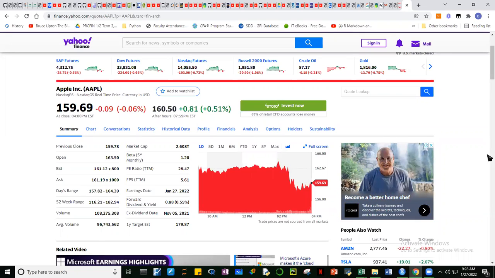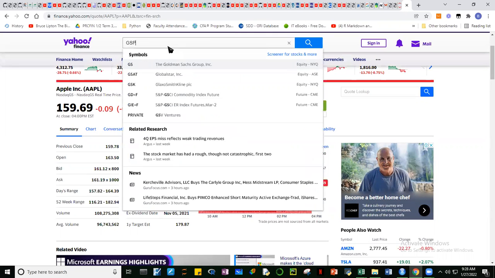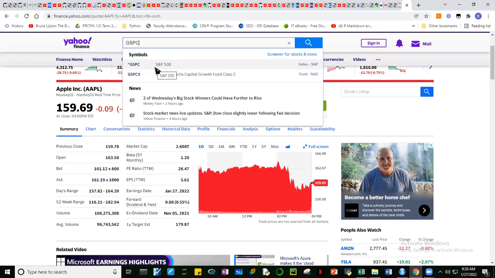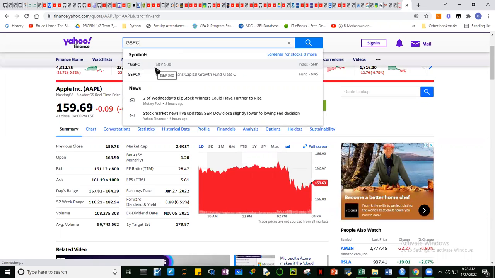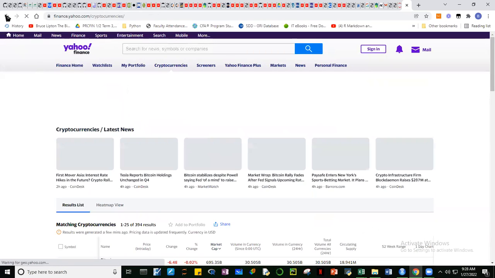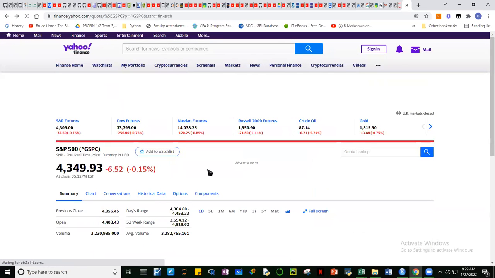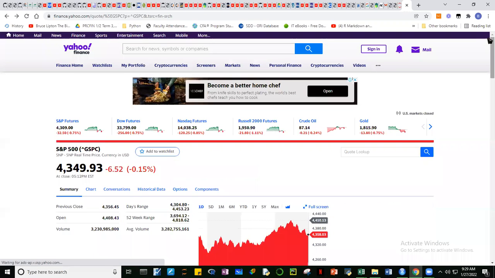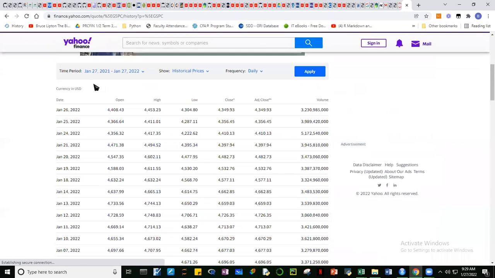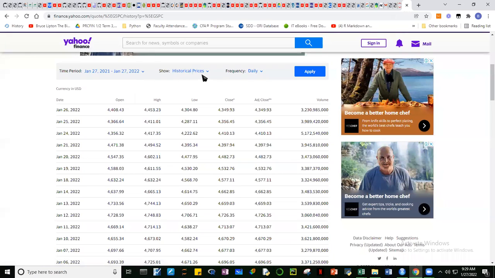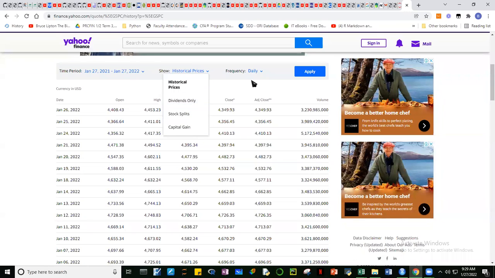Sabi natin yung market na ginagamit usually is Standard & Poor's, whose ticker symbol is GSPC. GSPC, ito yung ticker symbol ni Standard & Poor's, which is a basket of 500 stocks in the US market. So it's pretty much a proxy for the market. If we access this Standard & Poor's, historical prices, historical data. Okay, so we can work on the time period that we want, whether we want dividends or capital gains or stock splits, information about those. Frequency could be daily, weekly, monthly, and apply it.